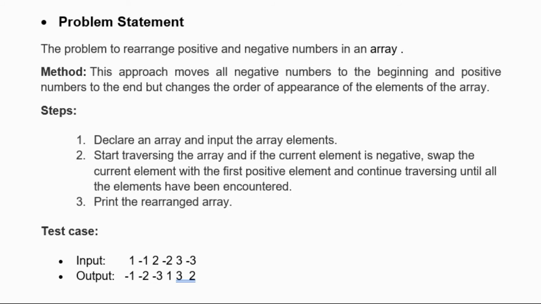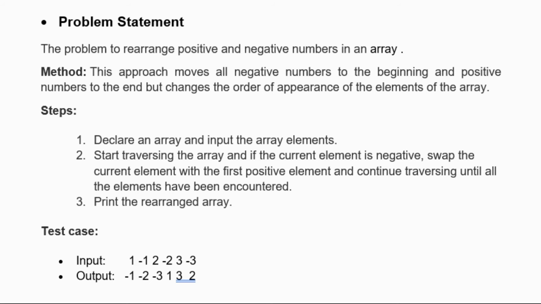Input is 1, minus 1, 2, minus 2, 3, minus 3, and the output should be minus 1, minus 2, minus 3. As you can see the sequence in the input, the output is also coming according to the sequence of the input, and 1, 3, 2 after it gets printed. It should be 1, 2, 3. Okay, the output is wrong here.